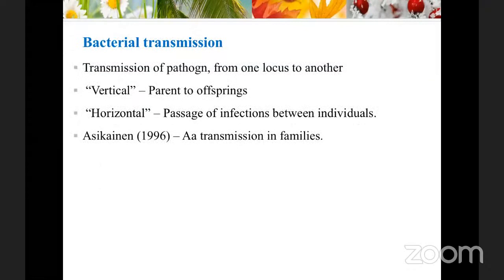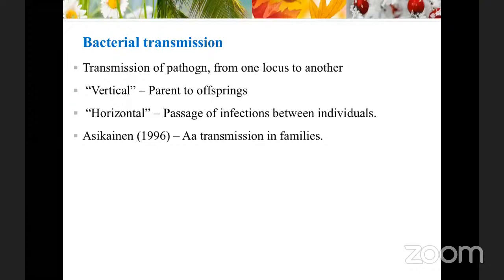And one more important thing is bacterial transmission. Bacterial transmission of a pathogen from one locus to another is an important aspect of infectious disease, from one arch to another, from one site to another site. One is intraoral translocation, and horizontal is the passage of infections between individuals. But vertical transmission is from parent to progeny. That means a type of aggressive periodontitis coming in the second generation.